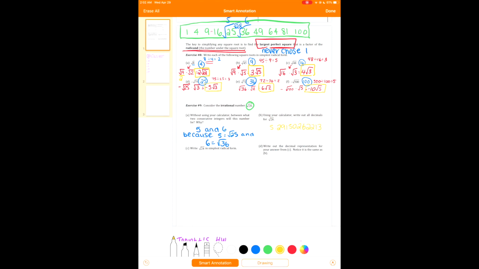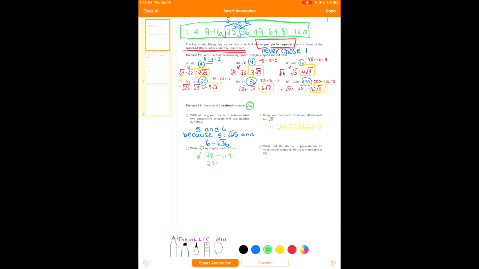Now it says, write down radical 28 in simplest radical form. So again, we're going to use the green list at the top of my page and find the largest perfect square that goes into 28. So I know that 1 goes into 28 because 1 goes into everything. And I know that 4, let's try 4. 28 divided by 4 is 7.